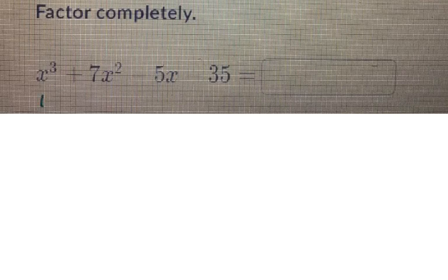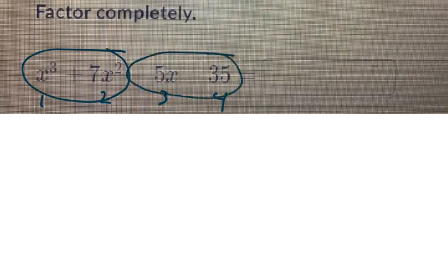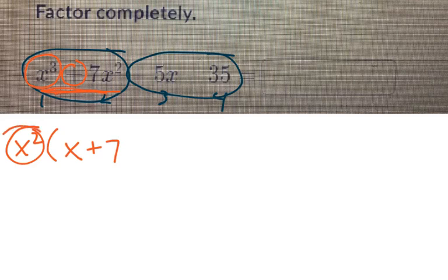Holy crap. I see 1, 2, 3, 4 terms. You know what that means, guys? I'm going to do factor by grouping. So I'm going to group up the first 2. I'm going to group up the last 2. Now we're going to GCF each of our little groups. So in our first group here, I notice the only thing I can GCF is an x squared. Let's finish it up. x times x squared is x cubed. I see a plus. 7 times x squared is 7x squared. That's done. Now let's do our second group.